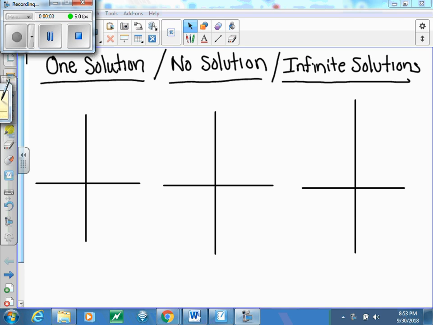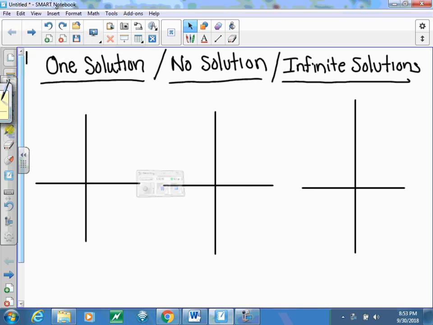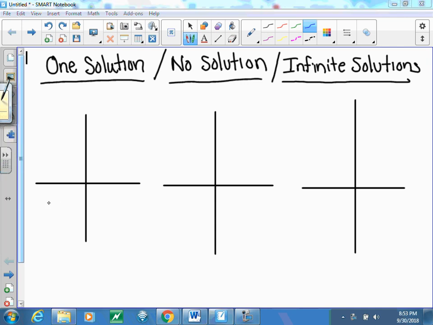Alright, so since I can't be there in class today, I want to go through some more examples of solving different equations, but this time we're going to take a look at what happens when you have no solutions or infinite solutions. So think about two lines that cross. When you are solving equations, you are looking for when two lines cross.